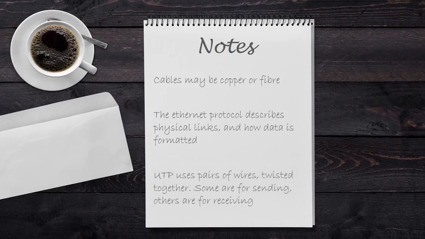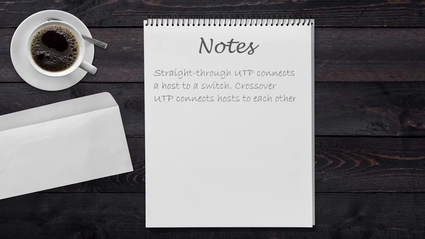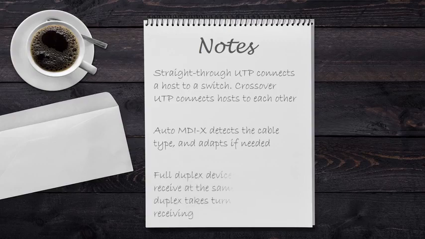UTP is the most common copper cable. Modern UTP cable has 4 twisted pairs of wires. Some are used for sending, and others are used for receiving. The cable may be straight through for connecting devices to a switch, or it may be crossover for connecting devices to each other. Modern LANs support Auto MDIX, which enables the device to detect the cable used and adapt as needed. A full duplex device can send and receive at the same time. A half duplex device can only do one at a time.